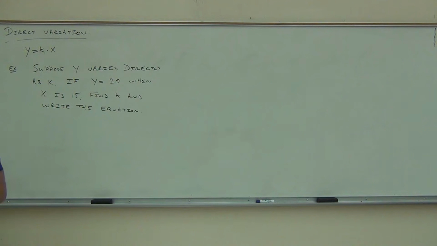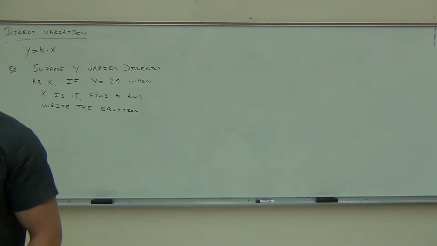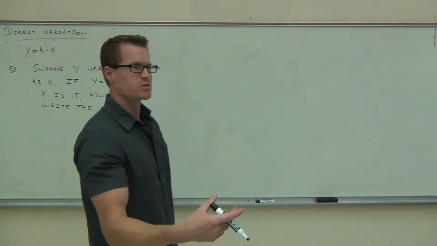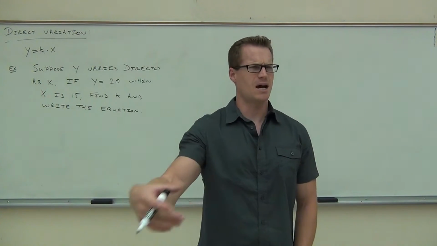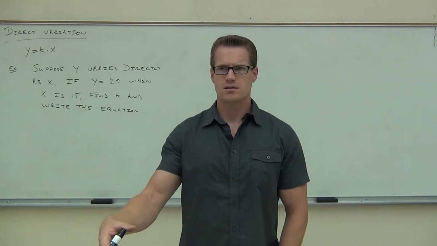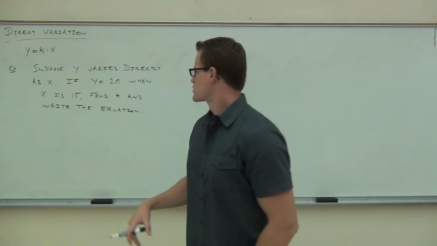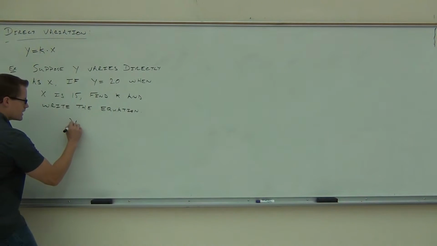So you tell me, what's the first thing we might want to do in our problem here? Find k. Okay, how are we going to find k? Firstly, do you know what equation we're using? Y equals k times x. Sure, and the reason why we know it's k times, what's the key word there? Varies directly. Yeah, so we're talking about direct. So varies directly, we know we're doing y equals k times x.